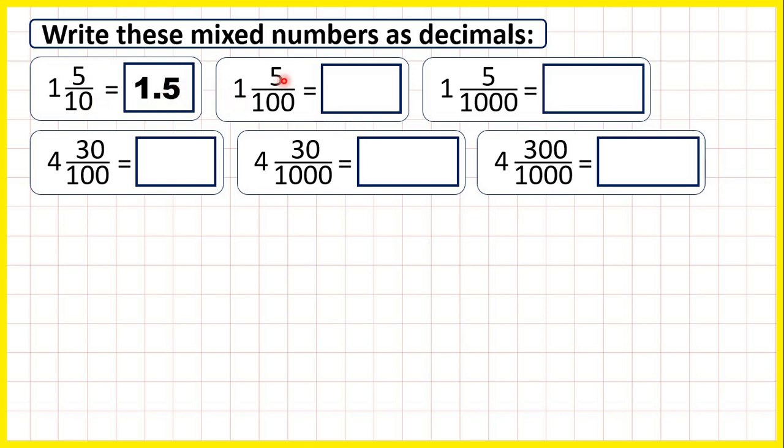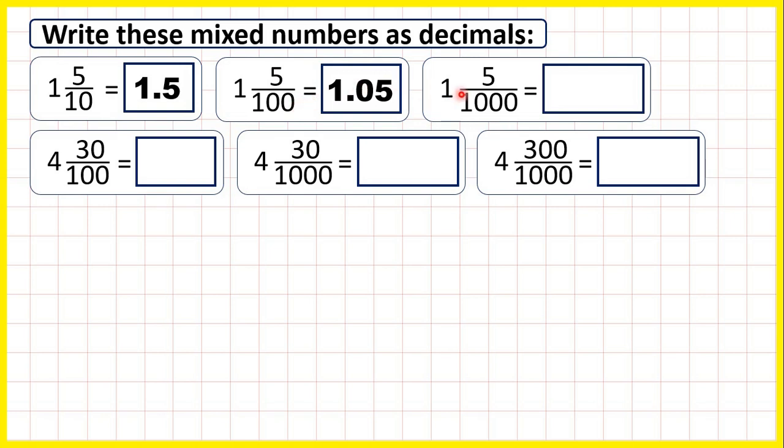Now 1 and 5/100 is 1.05. That's because the second digit after the decimal point is always the hundredths digit, so we need 0 in our tenths to make it clear that this 5 is in our hundredths place value column, so stands for 5/100.